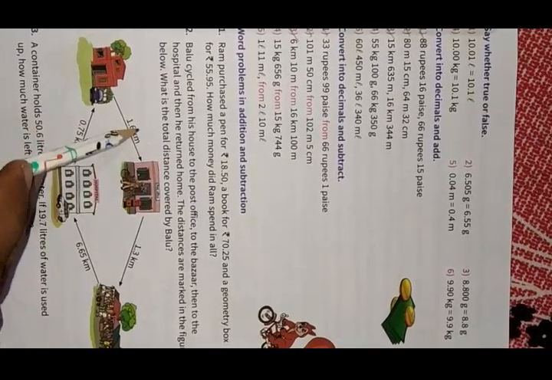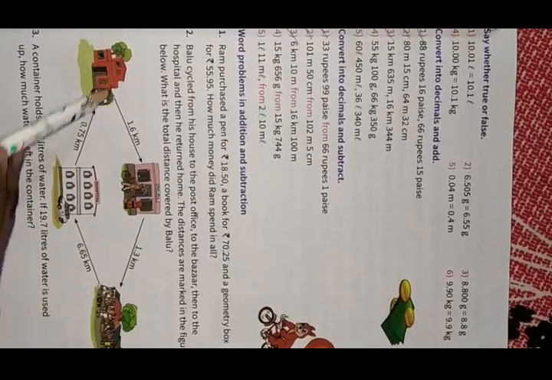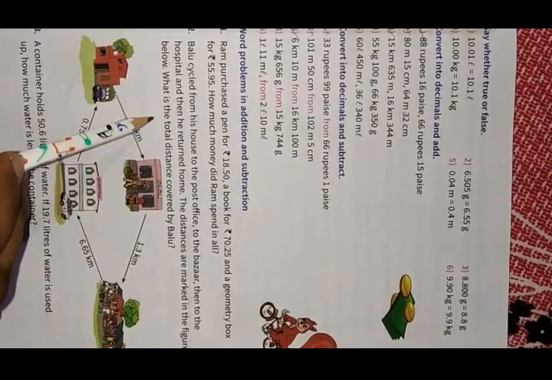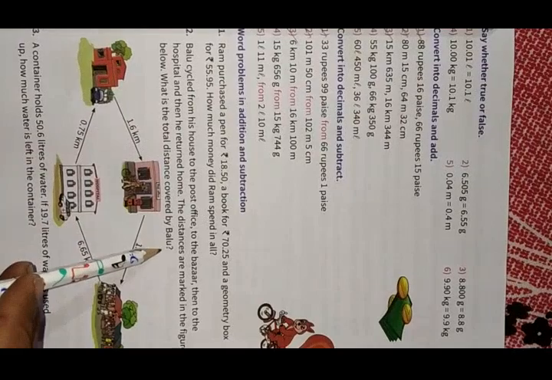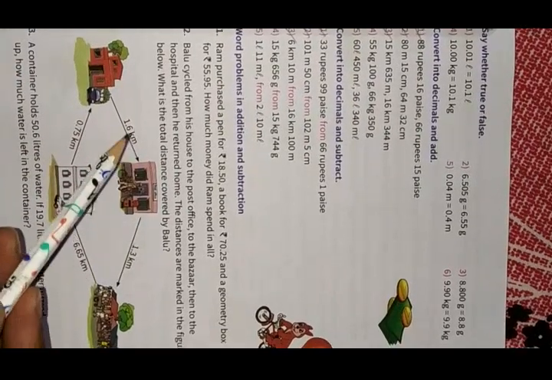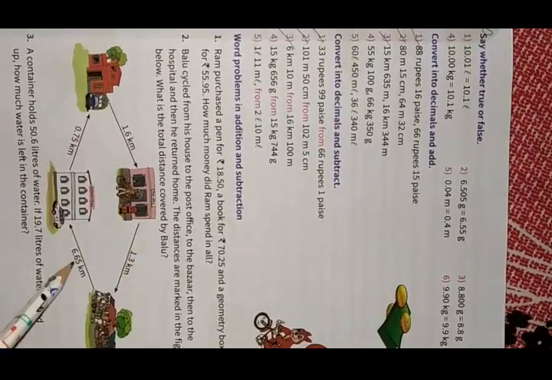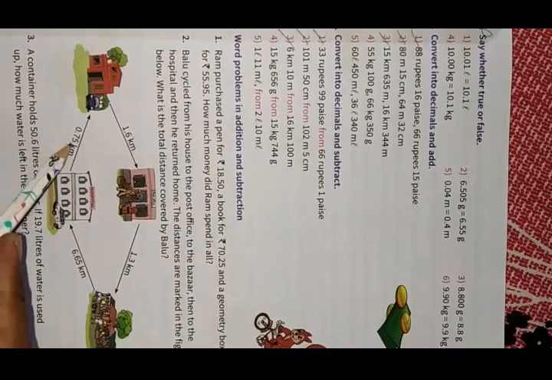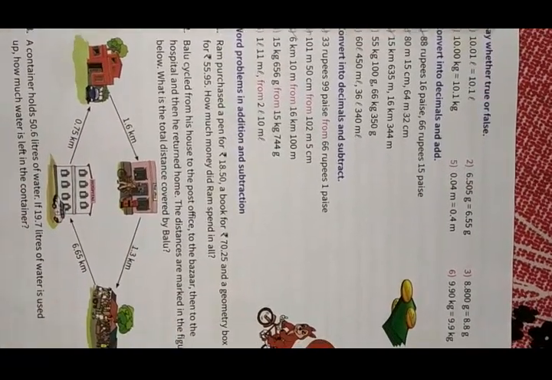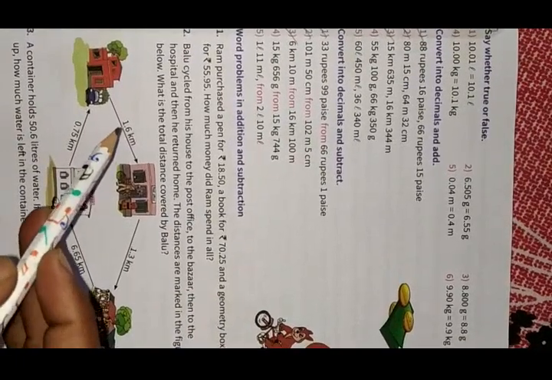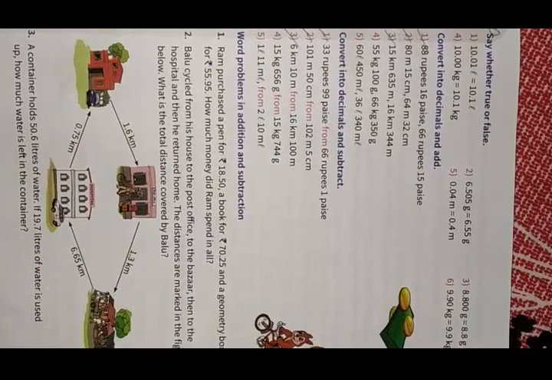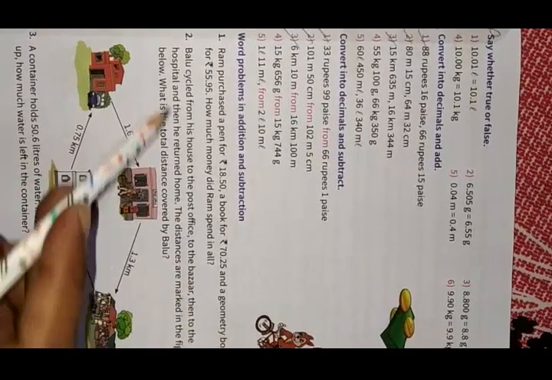These are the 4 distances which Balu covered. Now we have to find the total distance covered by Balu. So what will be the total distance? We will add all the distances: 1.6, 1.3, 6.65 and 0.75. First we will make them like decimals, then we will add. Now question number 3, you can do by yourself.